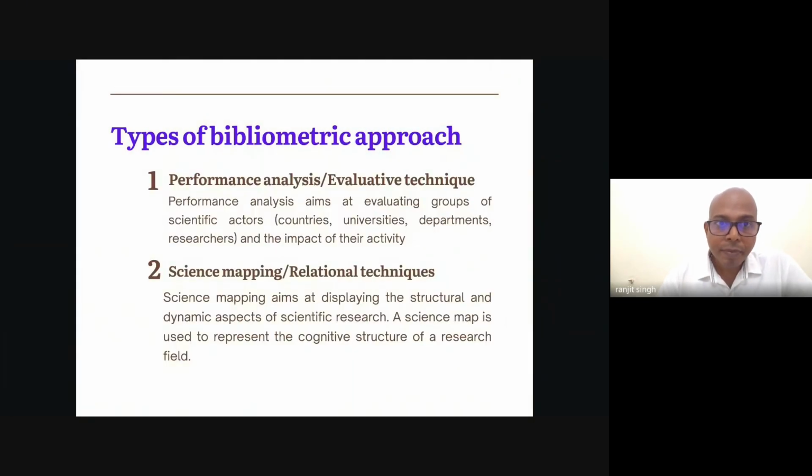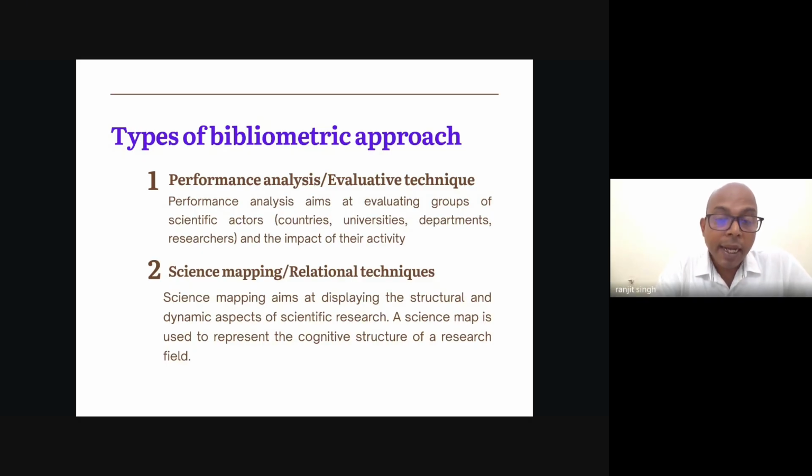Now next is the type of bibliometric approach. Generally, when a scholar or professor is writing a bibliometric analysis, they have to follow an approach. But generally, in research papers, we follow a hybrid approach. That means some of the techniques are evaluative and some are science mapping, because performance analysis is complementary to science mapping, because both are necessary for a complete bibliometric analysis.